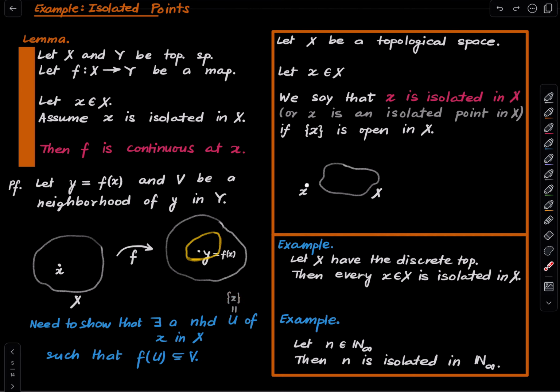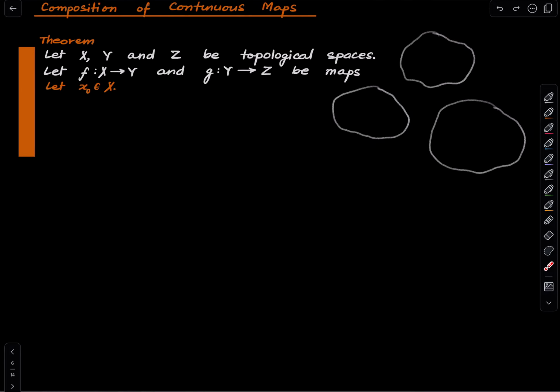All right. Composition of continuous maps. Suppose we have three topological spaces, x, y, and z. Let me mark them out, x, y, and z. And we have a function from x to y, another function from y to z. Okay, that's the picture.